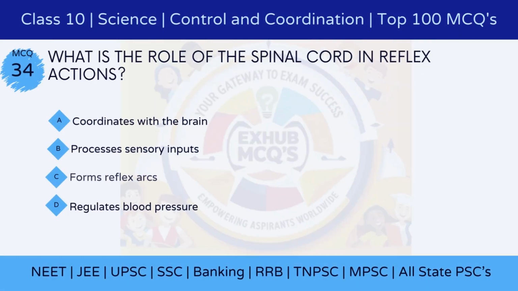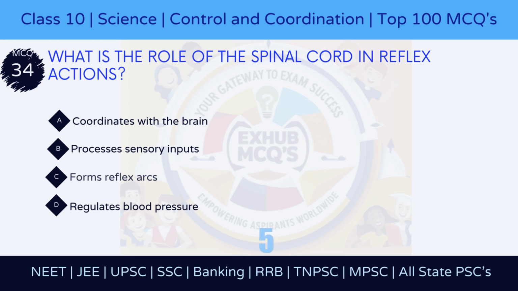MCQ 34. What is the role of the spinal cord in reflex actions? Option A, coordinates with the brain. Option B, processes sensory inputs. Option C, forms reflex arcs. Option D, regulates blood pressure.